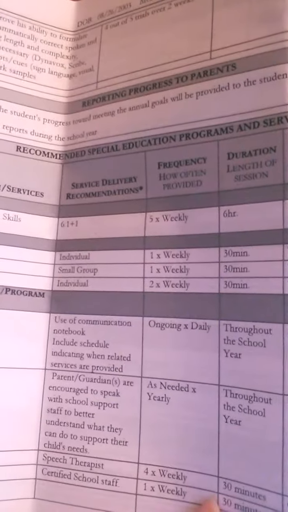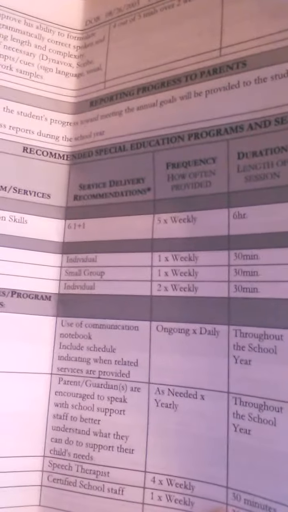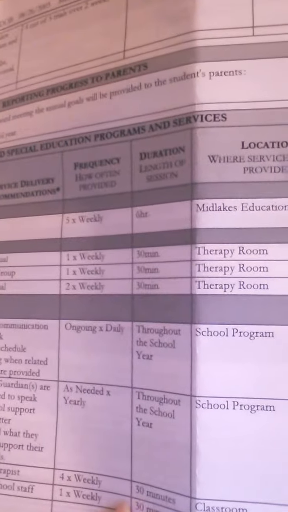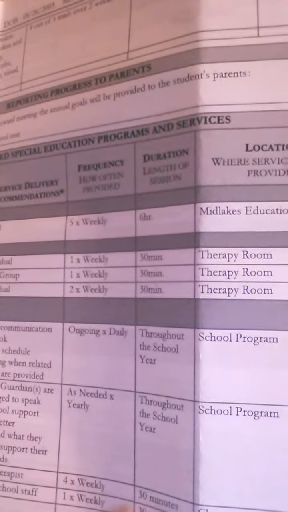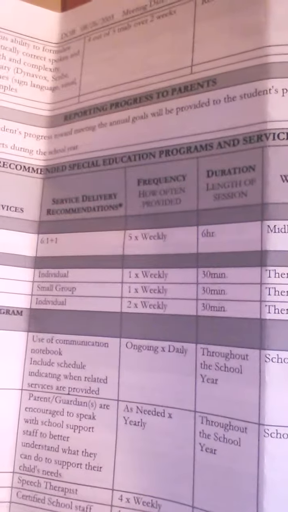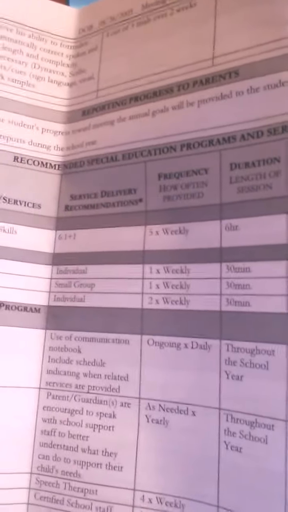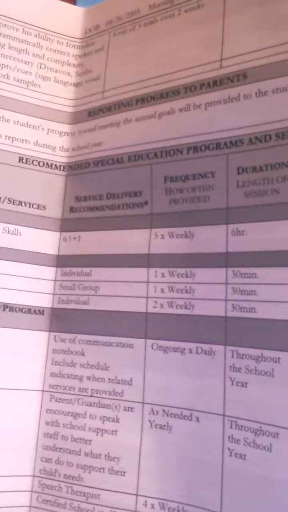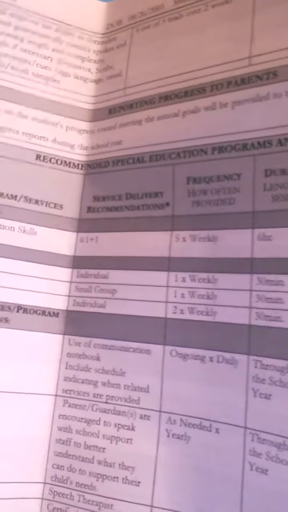You can see here where it says individual, 1 time a week, how much, where it's at, in the therapy room, in the school program, but it lists the specific therapy. You'll have to bear with me. I know it's backwards, but that's the way the camera is going to do it. But that's the way that it's going to look. And it will show you the frequency, the duration, the location, the dates, when this specific service will start. It'll have a start date as well.